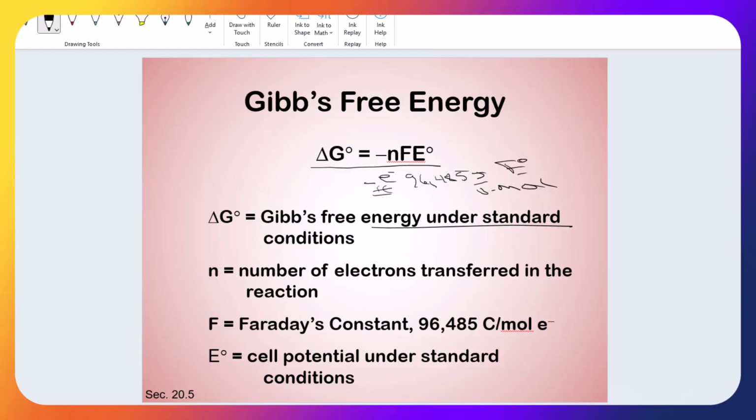And so there are other units. There are coulombs per mole of electrons. There are also joules per volt times moles of electrons. And that's the case that we would be using with delta G equals minus nFE. All right, and that's the standard cell potential.